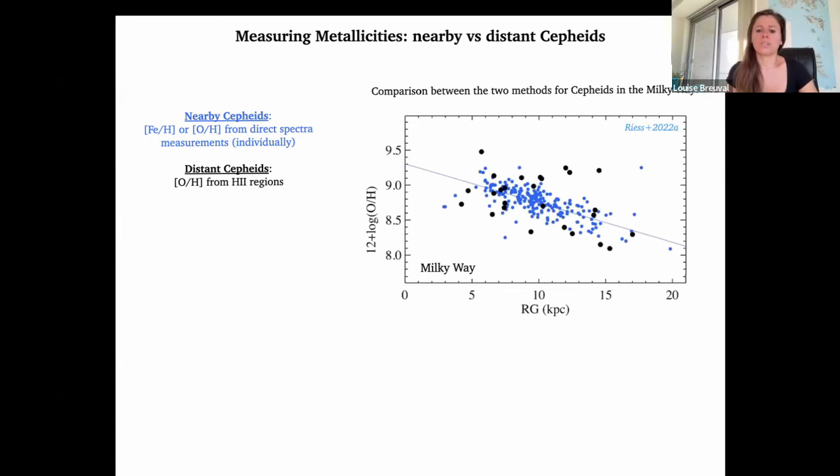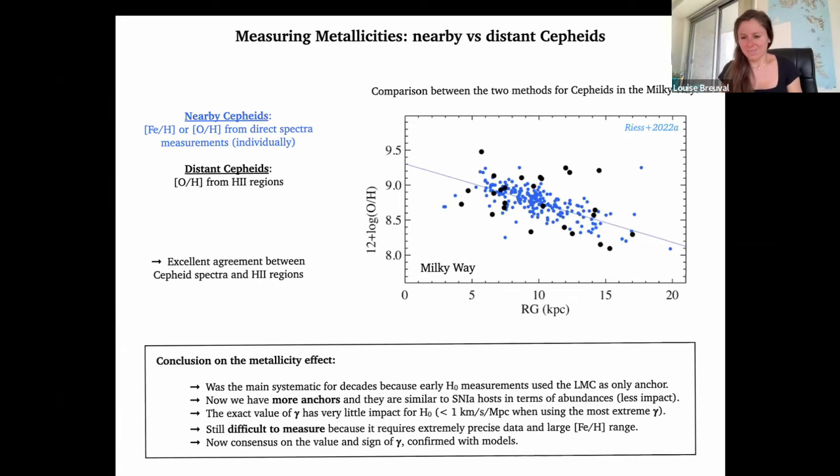Well, actually they are. So this is a test comparing these two types of measurements within the Milky Way. What you're actually seeing here is the metallicity gradient in the Milky Way, with in blue, the individual measurement, Cepheid by Cepheid, and in black are the H2 regions. So they really overlap. There's a good agreement.